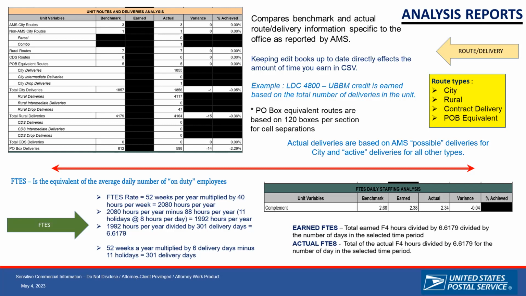PO box equivalent routes. The number of PO boxes that you have is formulated into an equivalent route based on 120 boxes per section. And that's based on the cell separations that your clerks use to separate out when they're distributing the mail in the distribution case in the mornings. City delivery is the only delivery where actual deliveries are based on the number that you receive. All other types of delivery, including rural, contract delivery, and your PO box equivalent deliveries, are only counted as active deliveries.